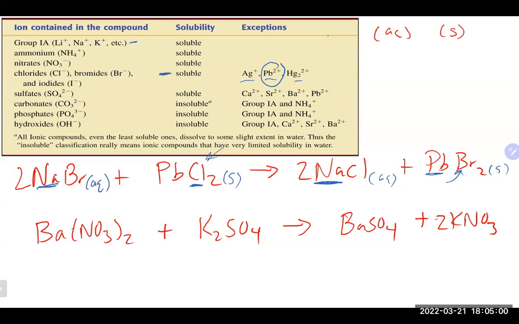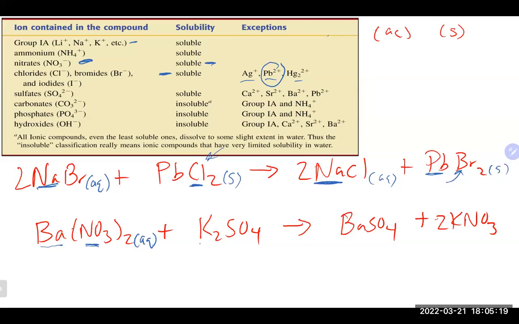Let's take a look at the bottom, which hopefully I did better. This is barium, which we might not be able to see, but we do see NO3, which is nitrate. And we go to the table and we look at nitrate and we see it's soluble in everything. There's no exception. So that's all we need for that. That one should get the aqueous symbol.